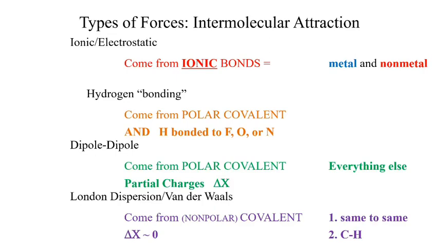rule comes into play. The big thing that differentiates hydrogen bonding from dipole-dipole is this, which is why it's bolded. We're looking at hydrogen bonded to fluorine, oxygen, or nitrogen. Conveniently, fluorine is the most electronegative, oxygen is the second most, nitrogen is the third most electronegative element. Which means when we're looking at hydrogen bonded to any one of those three elements, we are looking at a difference in electronegativity that is massive.